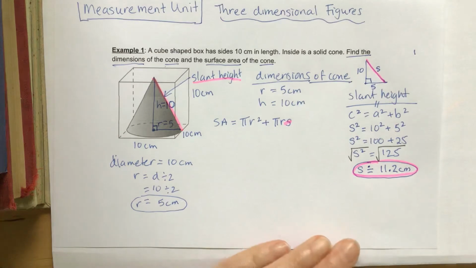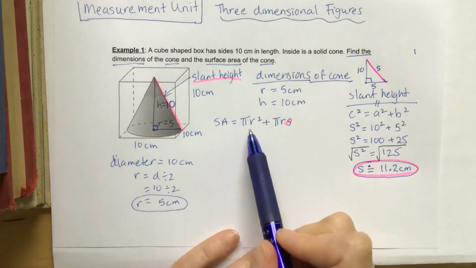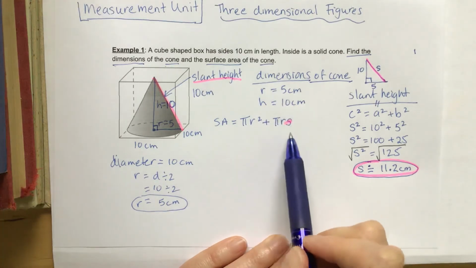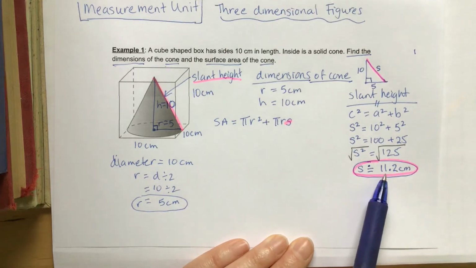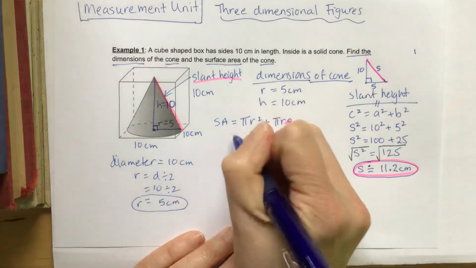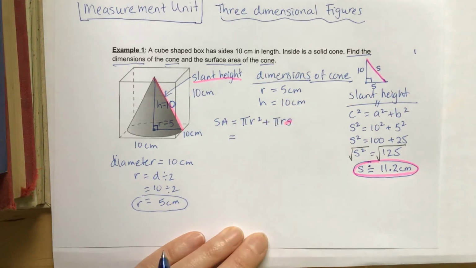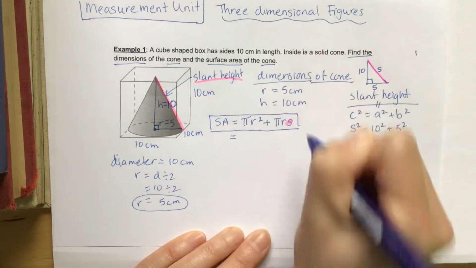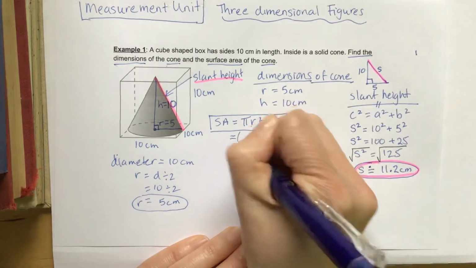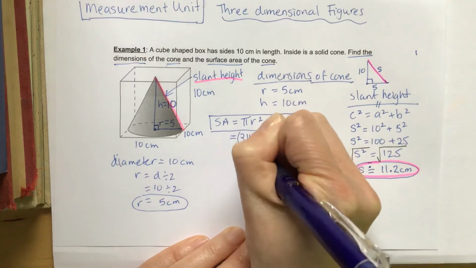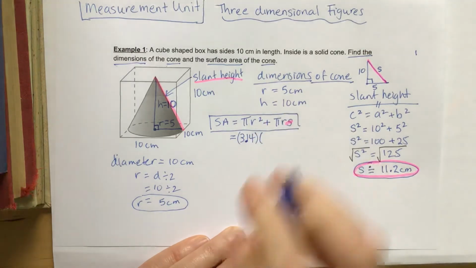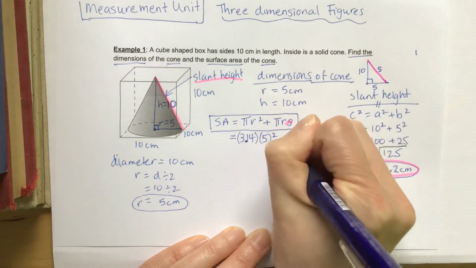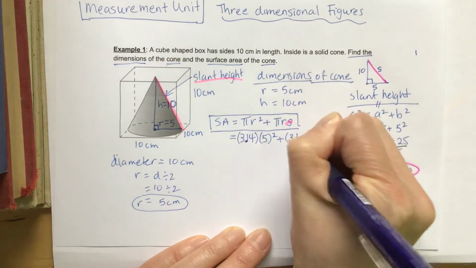So we can now calculate our surface area because we have all the needed information. We have the radius is 5 and we have the slant height at 11.2 centimeters. So we're just going to plug all that information in here. I'm going to put this in a box here because the page has gotten a little squishy right now. I'm going to use 3.14 for pi. You can use the full pi button if you wish, and you may get a slightly different answer than me.